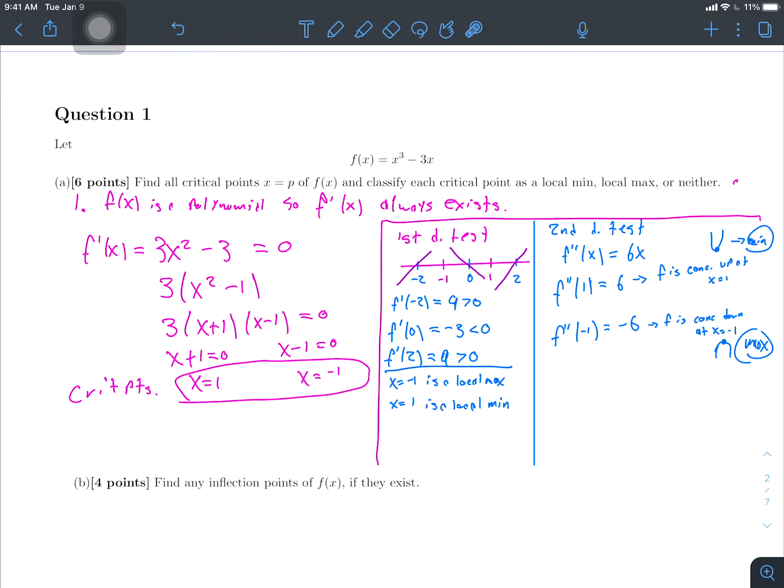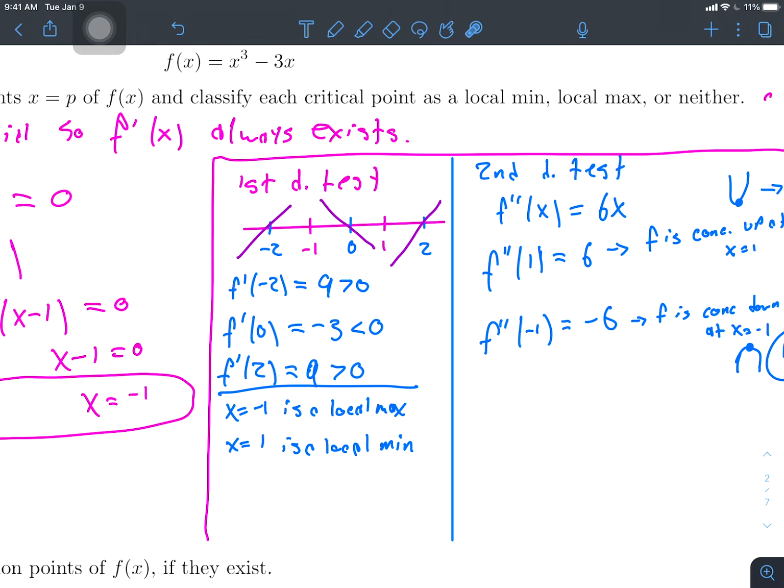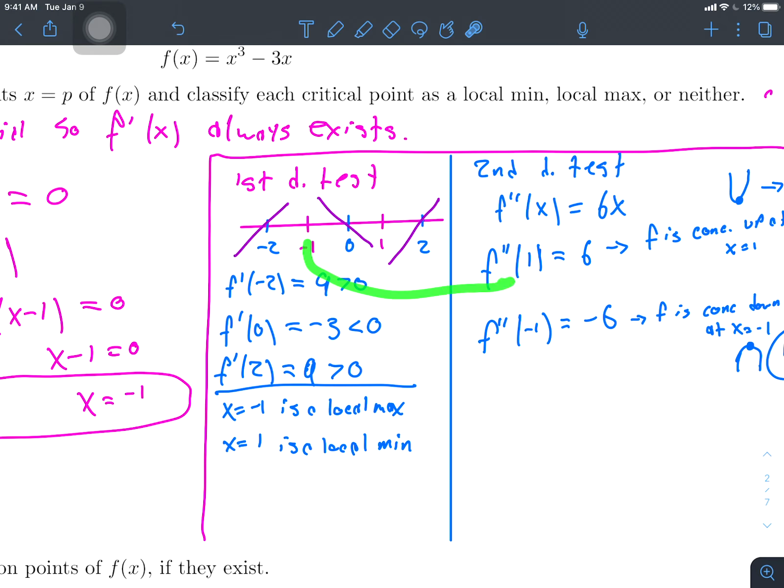So the main difference between the first derivative test and the second derivative test is that for the first derivative test, we make our number line, and we put the critical points on the number line, but the numbers that we plug in need to be numbers which are in between the critical points, okay? So we have to pick these test points. But for the second derivative test, we're actually going to take those critical points and just go ahead and feed them straight into the second derivative.